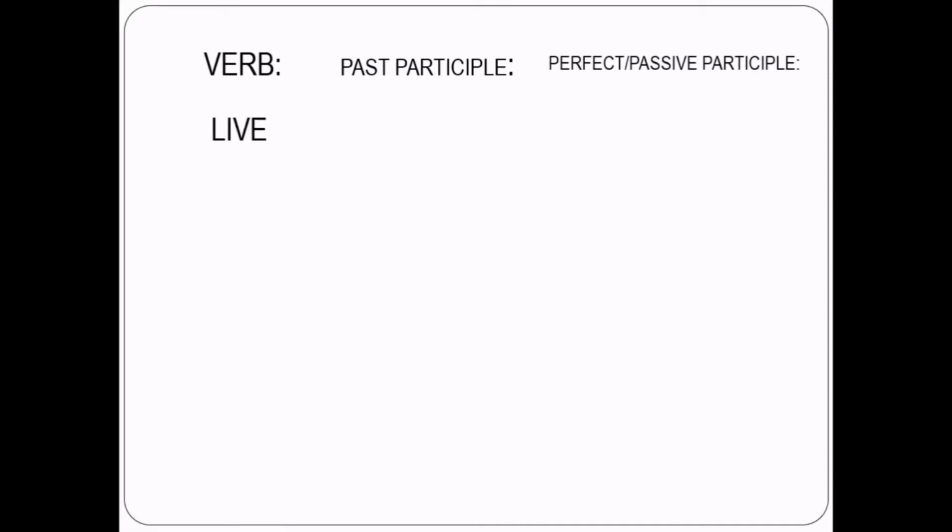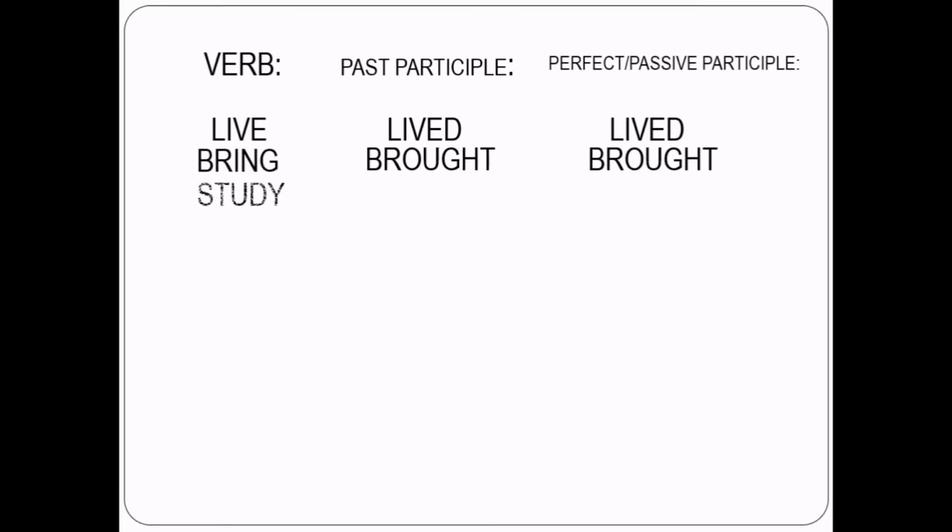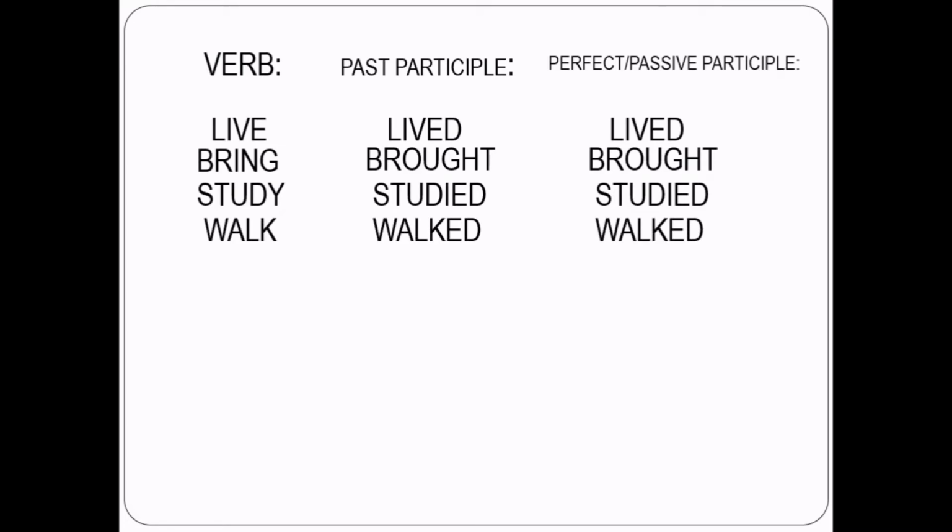Some verbs, for example, like live, do not change. Live, lived, lived. Bring, brought, brought. Study, studied, studied. Walk, walked, walked. There's no difference between the two kinds of verbs. The past participle verb is used for the active voice, and the passive participle verb is used for the passive voice. And it's also used for the perfect tense. That's why we can also call it the perfect participle.